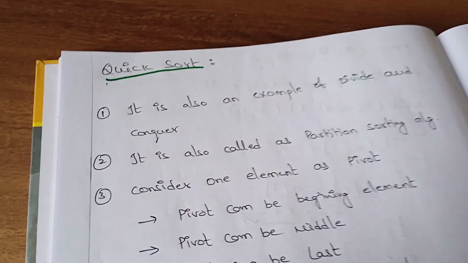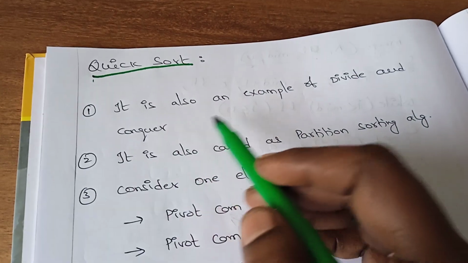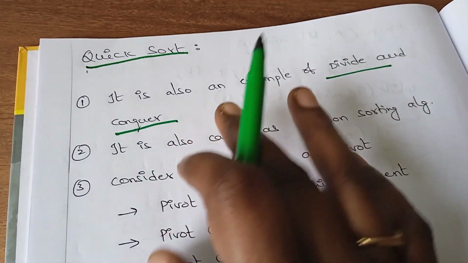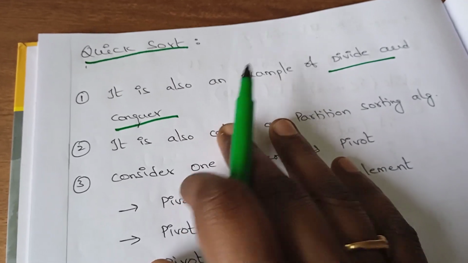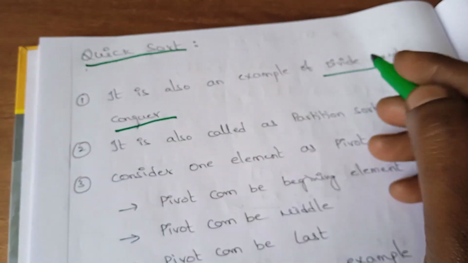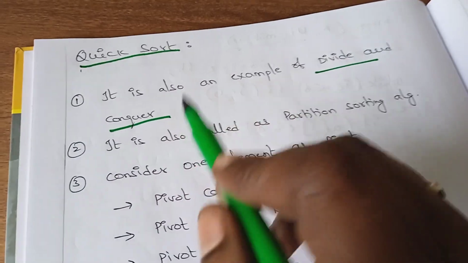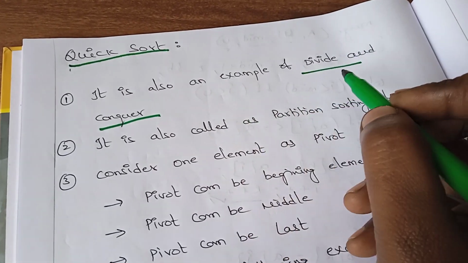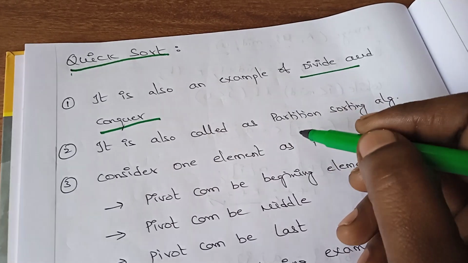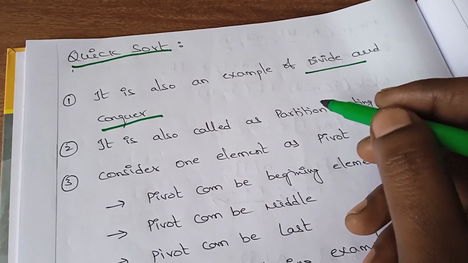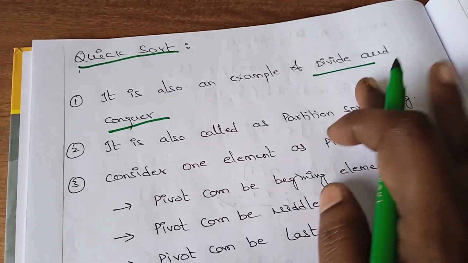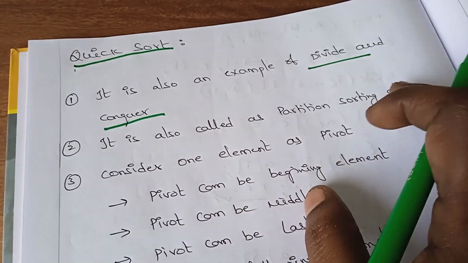Now let's start. Quicksort is also an example of the divide and conquer strategy. We already came across, in the previous video, what divide and conquer is. It will divide the whole problem into subproblems, conquer each subproblem, and then combine them. So this is the divide and conquer strategy.